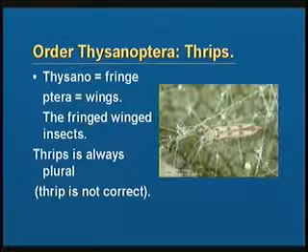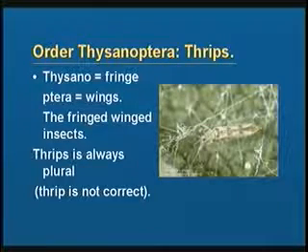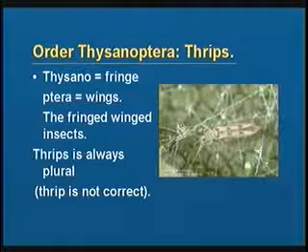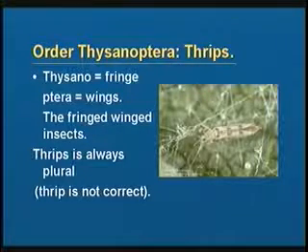On to the thrips, Thysanoptera, fringe-winged insects. And thrips is always plural. Thrip is never a correct term. And I picked out the 6-spotted thrips, which happens to be a predatory thrips, because in this picture, you can see little tiny hairs, fringes on the wings of the thrips.